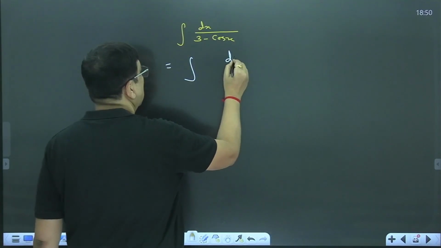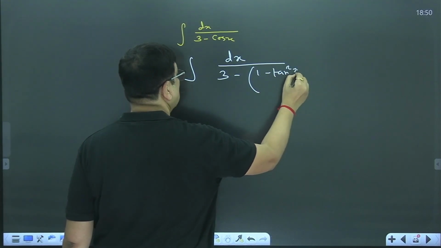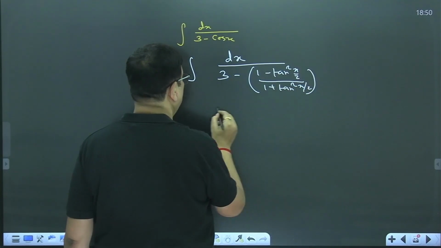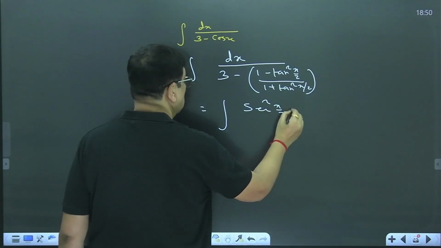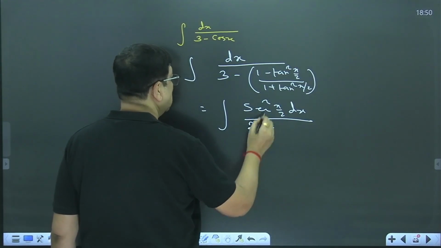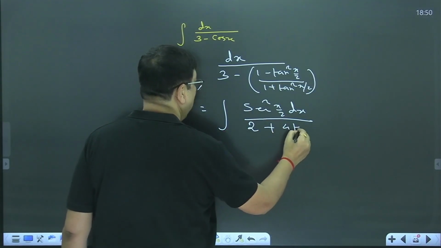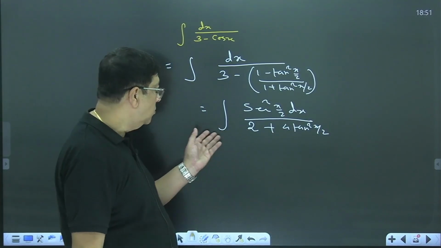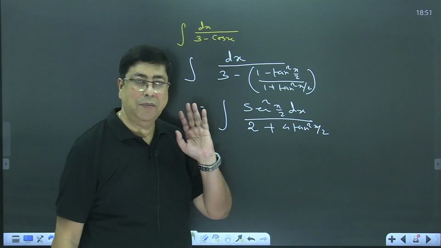So I can write here dx by 3 minus 1 minus tan square x by 2 by 1 plus tan square x by 2. Just calculate the LCM. The numerator comes as 1 plus tan square x by 2, and the denominator is 3 minus 1 is 2, and 3 tan square plus tan square, that is 4 tan square x by 2. I am taking 2 outside, and if I take tan x by 2 as t, its derivative is directly present in the sum.